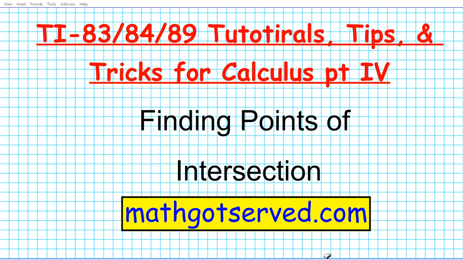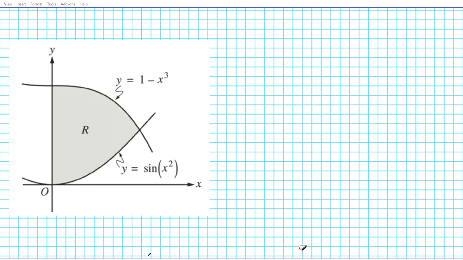In this clip, we're going to be going over our TI-84, 89, and 83 tutorials, tips and tricks for calculus. We're going to be focusing on how to find points of intersection of two functions using the calculator. Okay, so let's take a look at this situation right here. Let's just focus on how to calculate the point of intersection here. So what are the coordinates of this point of intersection? That's a required step if you want to calculate the area bounded by these two functions.